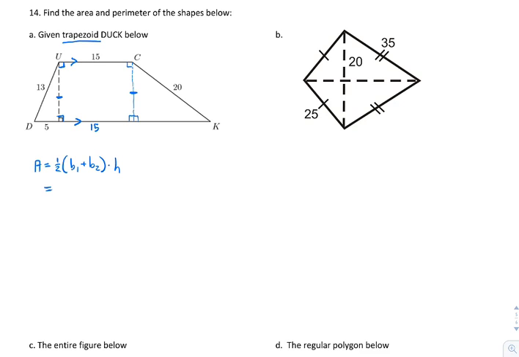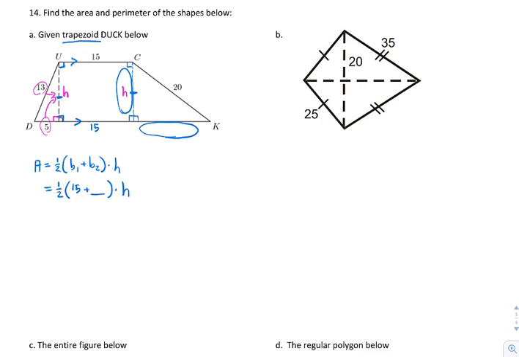So right now all we've got is one base is 15 plus we don't know the second base on the bottom because we don't have this length here. And then times the height, and so we need this length here. Now notice if I could find this height over here, it's the same as over here, and I have a right triangle with two values, so I can use Pythagorean Theorem to find that.